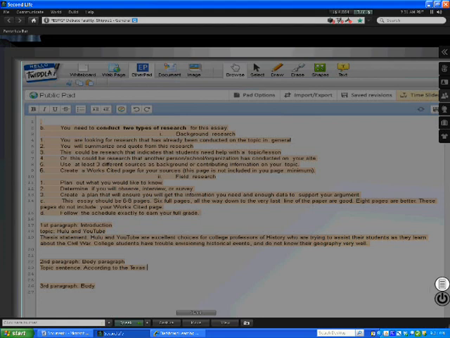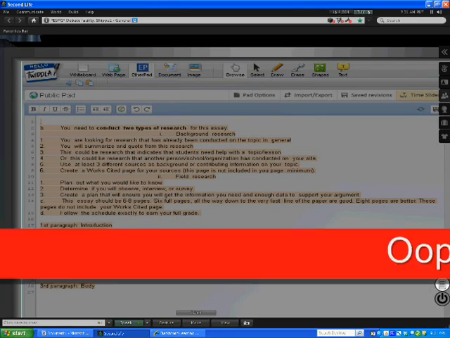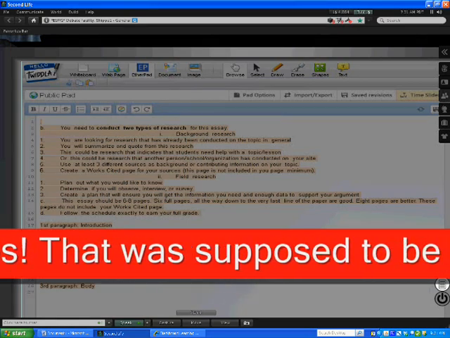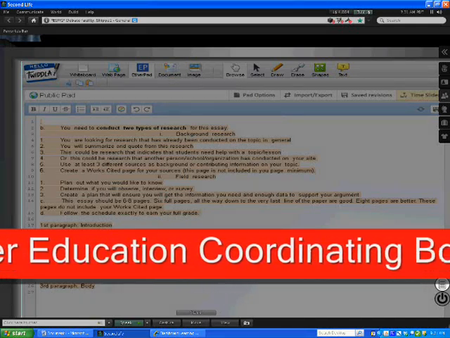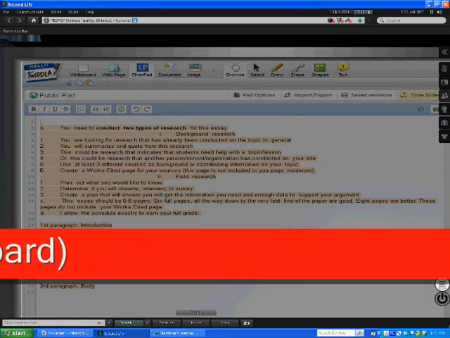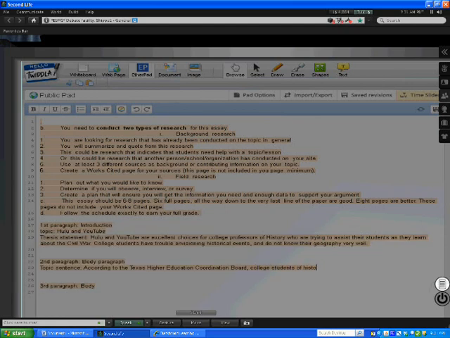Texas Higher Education Coordinating Board, THECB, college students of U.S. history. Make sure we spell that out, right? United States history have very low passing scores.